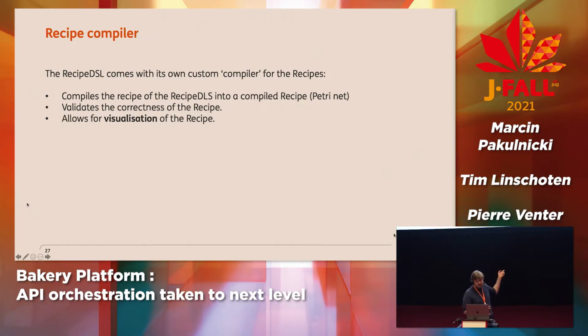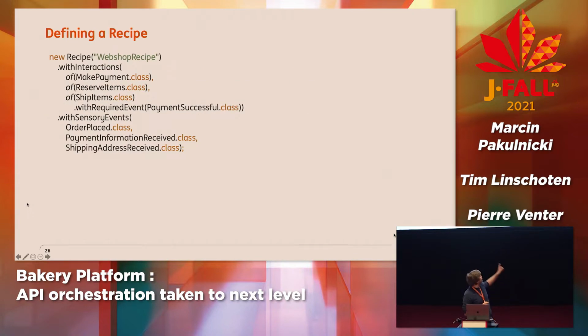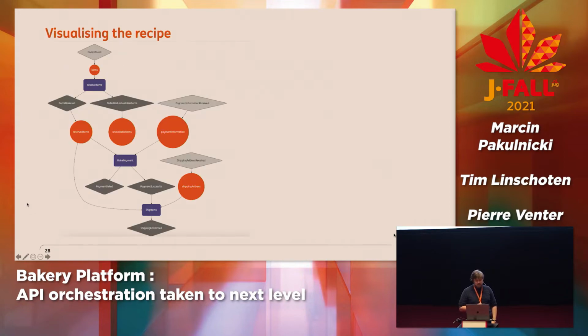We also, of course, validate the correctness of the recipe. Do all interactions have the required ingredients in the model? Are the events available that you require? Stuff like that. And last but not least, once it's compiled, we can visualize the recipe. So if we take the recipe we have here, we throw it into the compiler and visualize it, we get this. So this reads mostly like a flow diagram. So from the top, we have the order placed, which will provide items, which the reserve items need. And then if the items are reserved, the make payment needs the reserved items, but also the payment information. So it's pretty straightforward in how you read it.